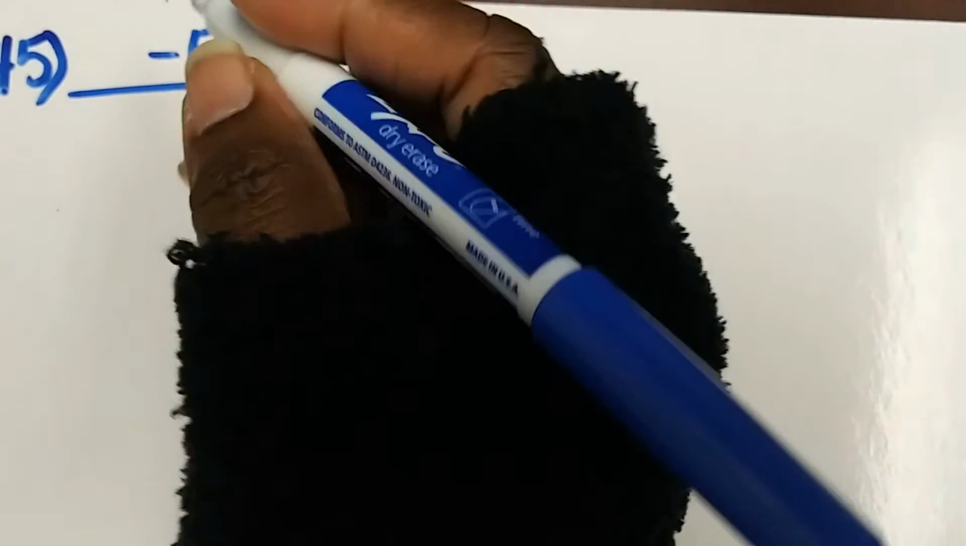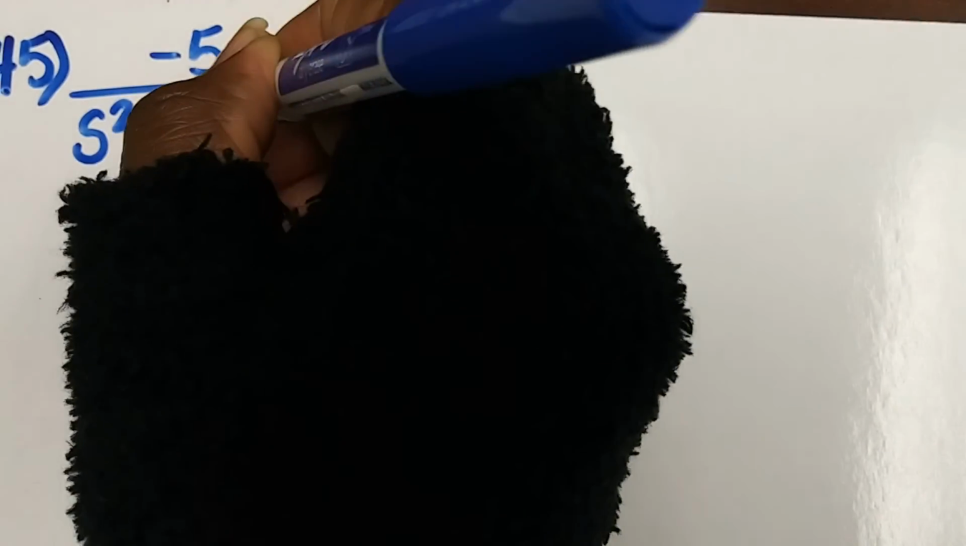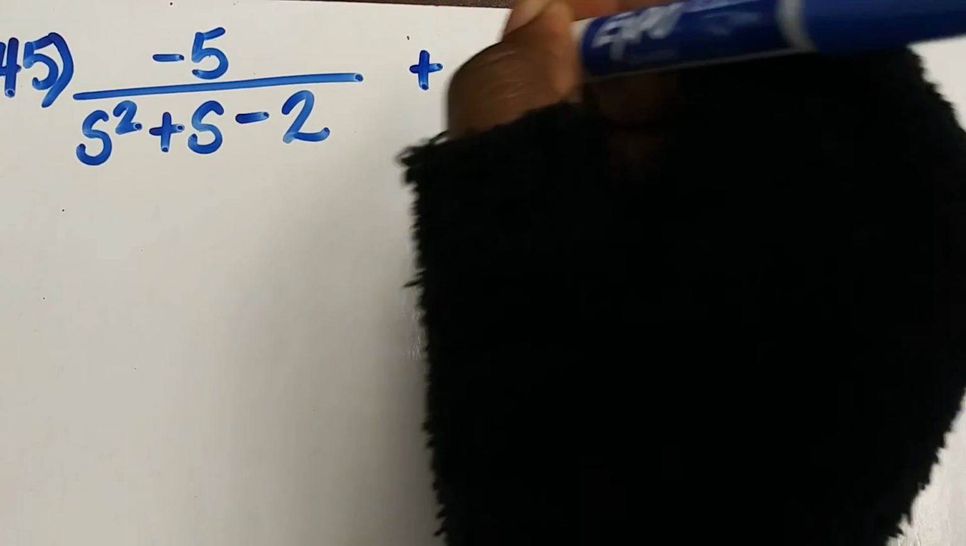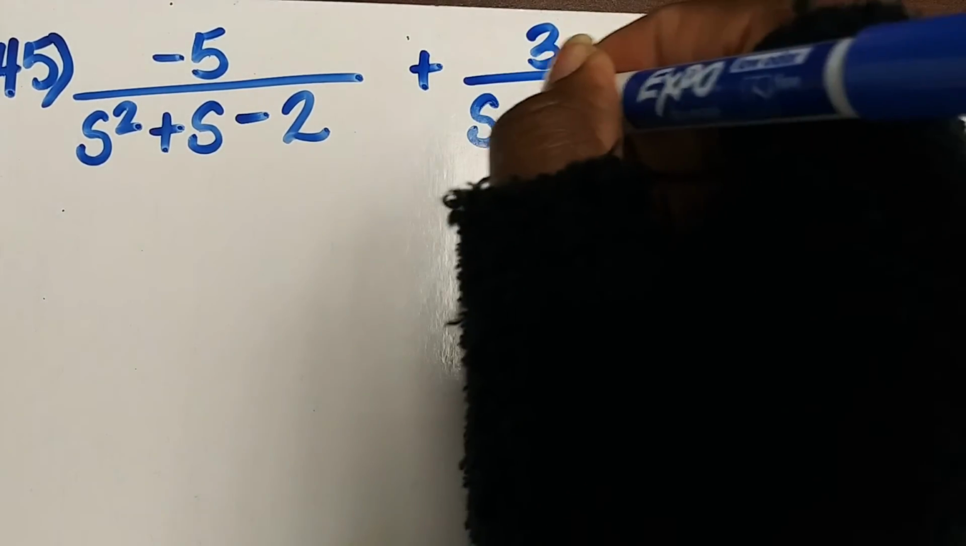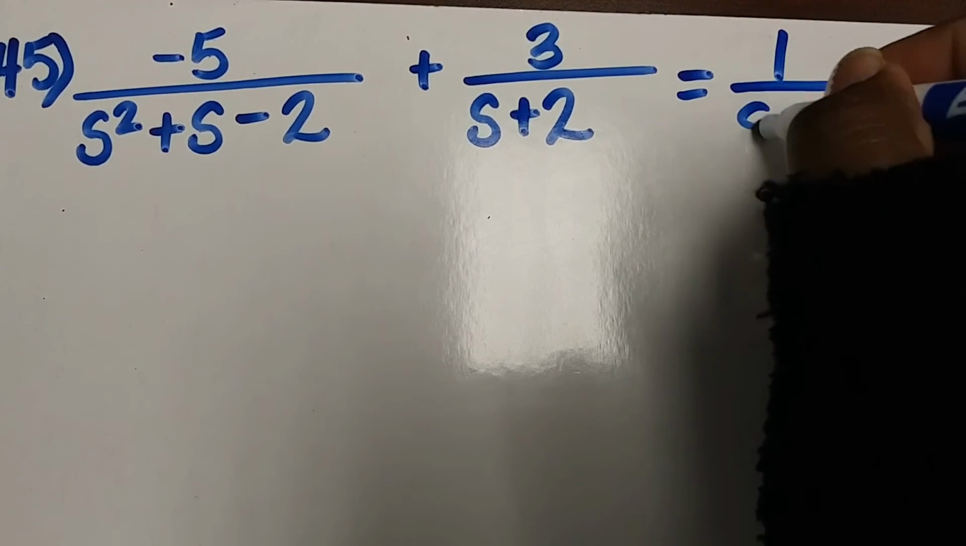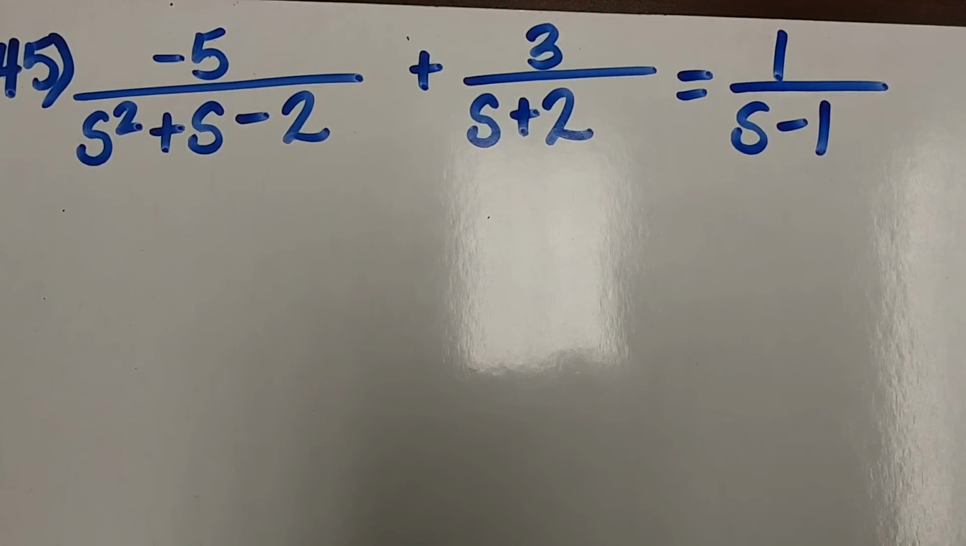Let's try number 45. It has a lot of information on 45. Let's try this one. 45, I have negative 5 divided by a trinomial. So I already know that when I see that trinomial, I need to automatically think about factoring. Plus 3 over x plus 2 equals 1 over x minus 1.